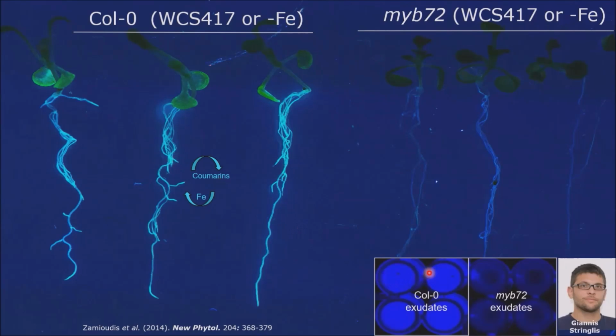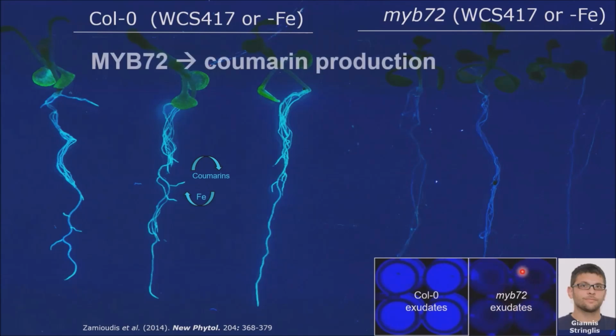Well, you can also nicely see that in the wild type plants, in the exudates, the coumarin levels are very high, because if you take out the plants from the growth medium, then you still have a lot of fluorescent compounds in these wells, and these are the coumarins. If you do the same experiment with the MIP72 mutants, then you don't see any production of coumarins, or very little at least. And if you take out the plants from the growth medium, you also don't see fluorescent compounds in those wells. So from this we conclude basically that MIP72 is a very important transcription factor required for the production of coumarins.